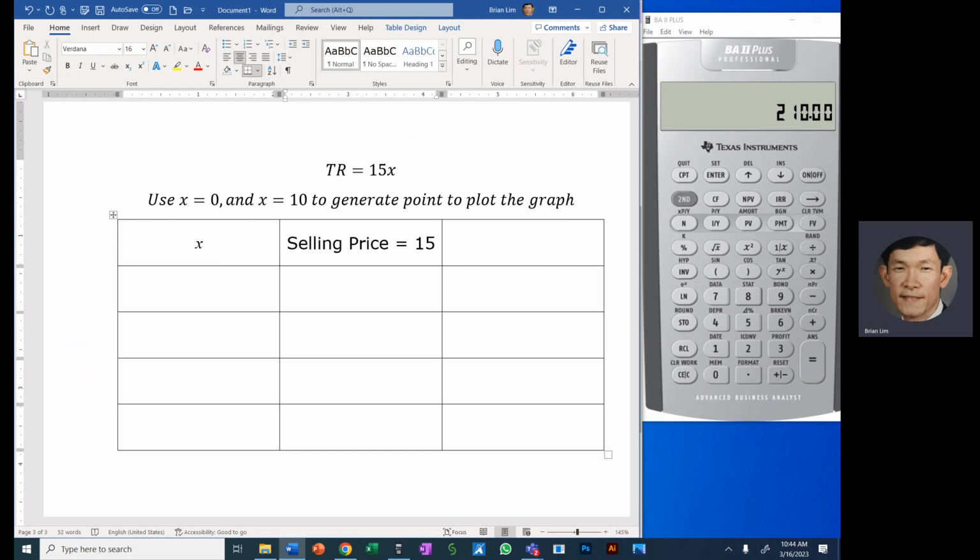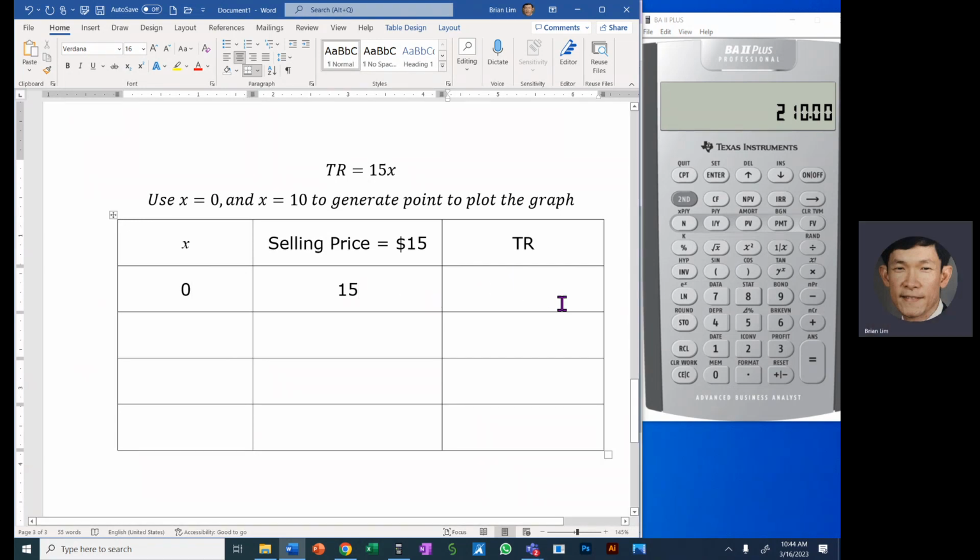15, yes, $15. Maybe we just put in the dollar sign so we know we are dealing with dollars. All right, we can move this 2 around a little bit like that. And then this is the TR over here. We can put TR, correct? Yeah. Okay, good. So when X is 0, selling price is still 15. And the TR is equal to what?